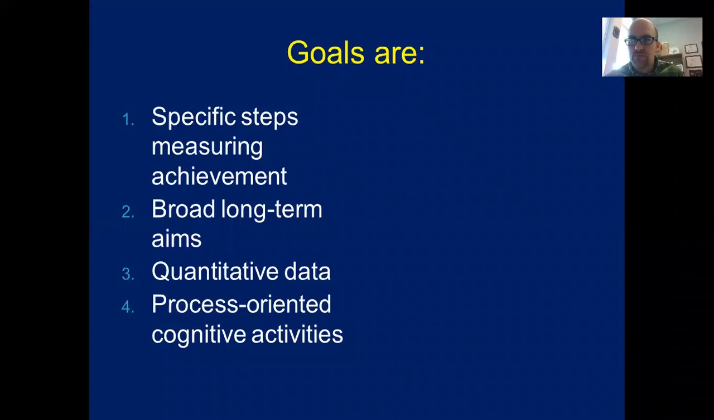we'll just go through some review questions like we normally do in class. Obviously, we don't have the clickers, but hopefully you can think about these questions as we go through them. So goals, we talked about these in the previous class. Goals are going to be broad, long-term aims. So that's number 2.